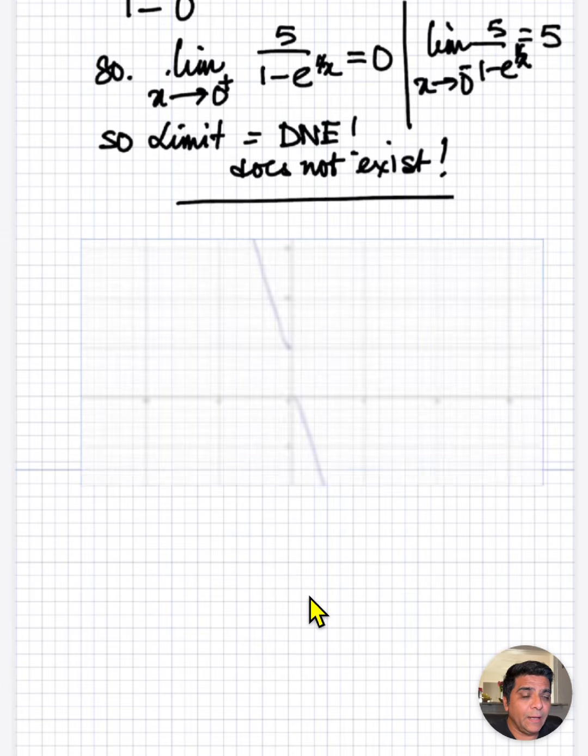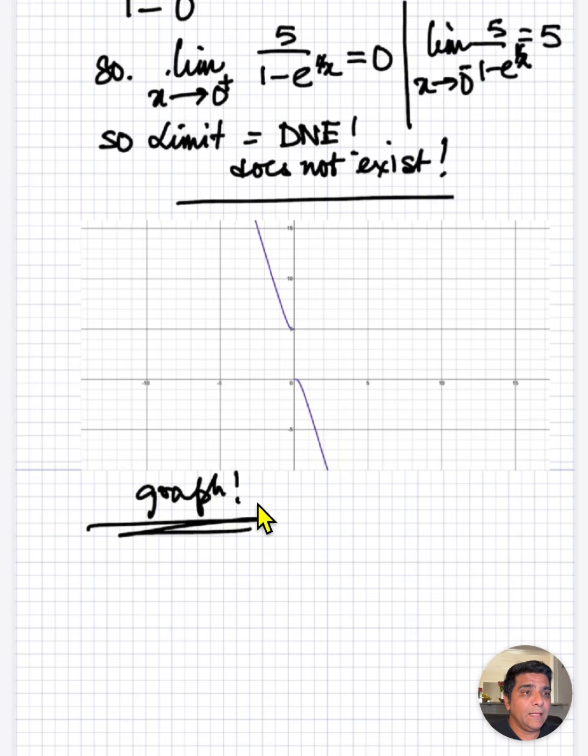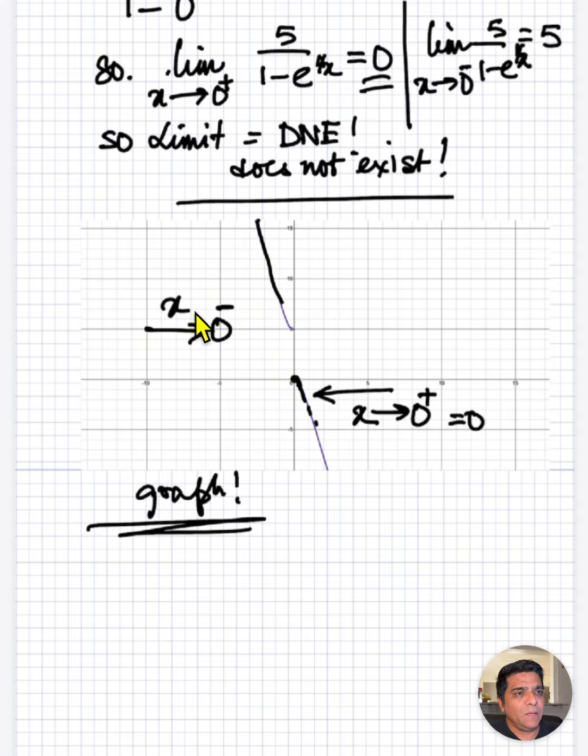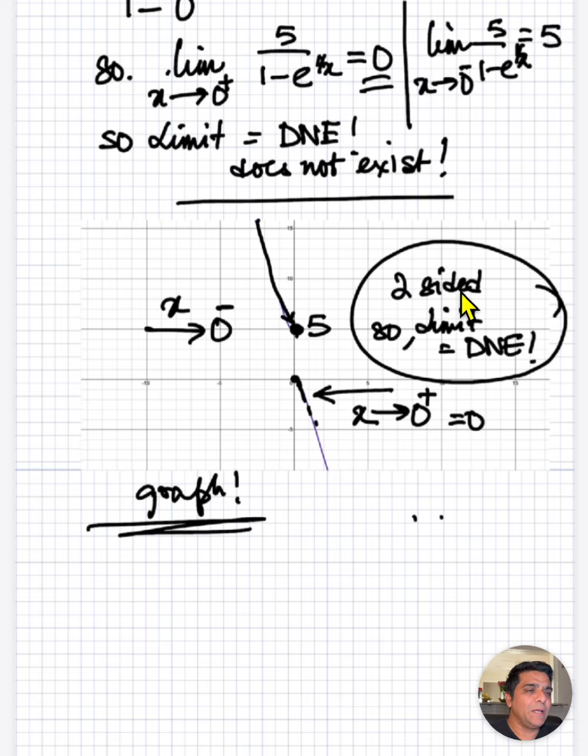Okay, let's take a look at the graph real quick. So this is a graph of our function. You see here, as we approach from the right hand side, from the positive side coming closer to 0, it approaches 0. As x approaches 0 from the negative side, look, it approaches and is equal to 5 finally. So the two-sided limit does not exist.